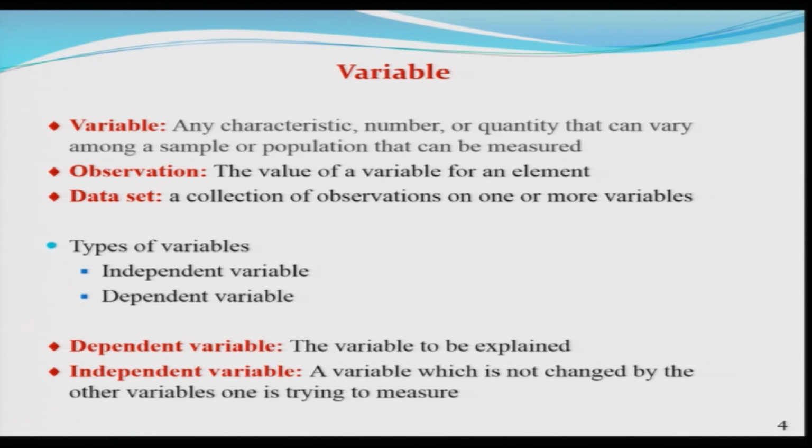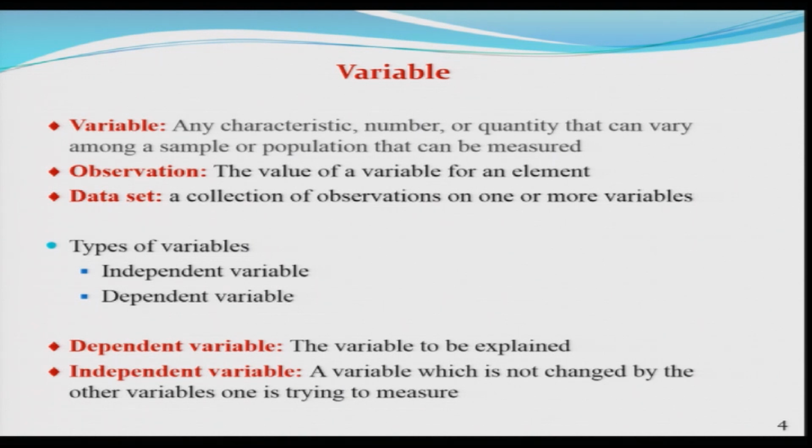So, here it is very important to note that we are talking about measurement, and we are talking about a particular characteristic or number which is varying over the entities or the elements of either population or sample. So, it is not a constant, right. Okay. Now, what do we mean by an observation? So, an observation is the value of a variable for an element either in sample or in population.